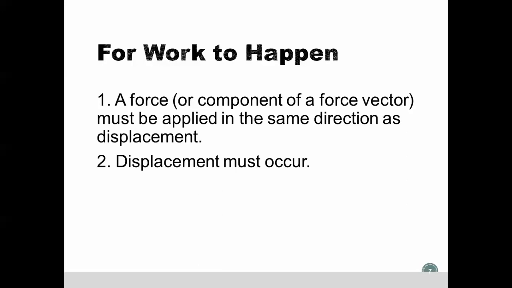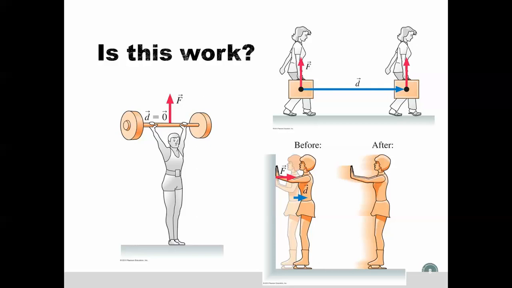The requirements for work to happen are that a force or component of a force vector must be applied in the same direction as the displacement, and displacement must occur. So let's see if work is going on in these 3 examples. First, we have a person holding a barbell above their head. They're applying a force vertically, but there's no displacement. Is there work? Let's see. Next, we have a person who is walking with a briefcase.